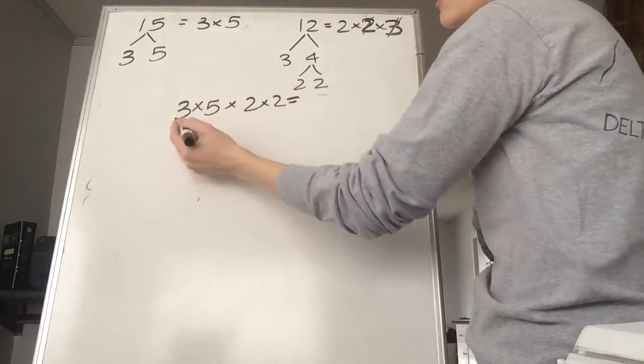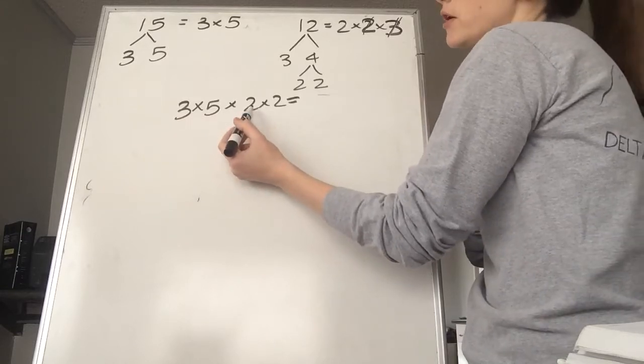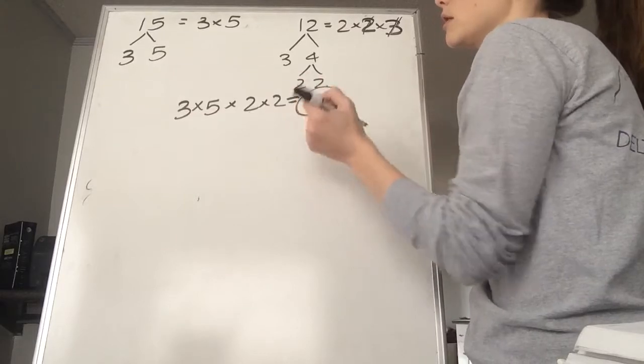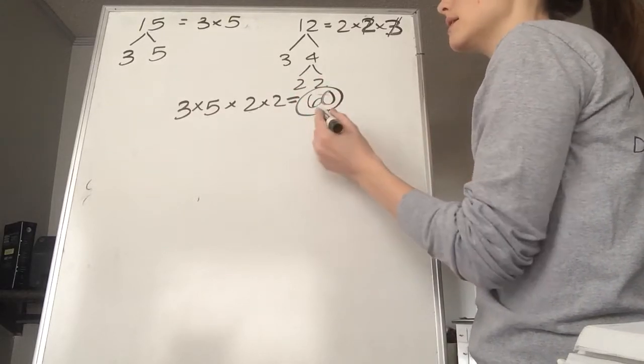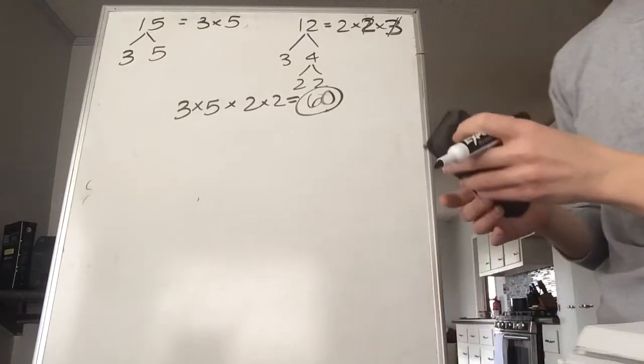Okay, what does this equal? So 3 times 5 is 15. 15 times 2 is 30. 30 times 2 is 60. So our least common multiple between 12 and 15 is 60. Okay, 8 and 18.